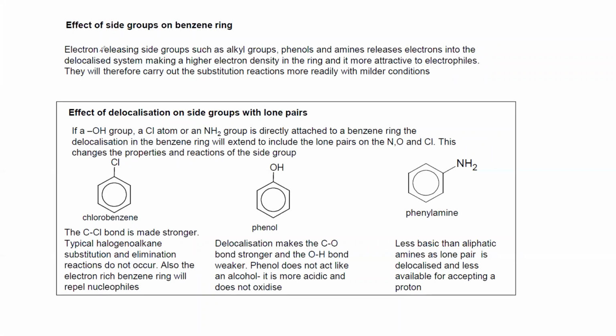So consider the effect of the side group. If an electron releasing side group is there, meaning a group which tends to give electrons to the benzene ring, such as alkyl groups, phenol or alcohol, or amine, they release electrons into the delocalized system and make a higher electron density. So it is more attracted towards the electrophile, and therefore carries out substitution reactions more readily under normal or milder conditions.